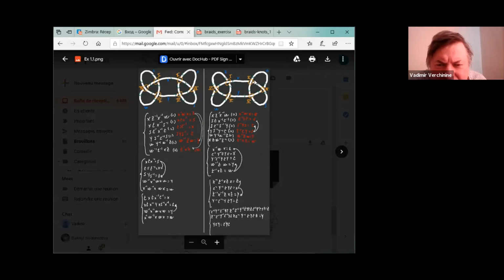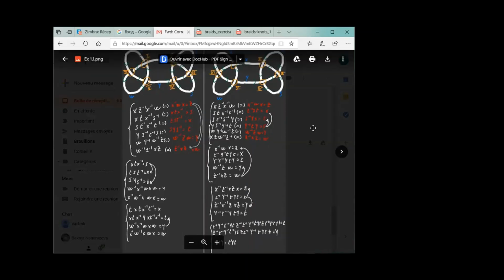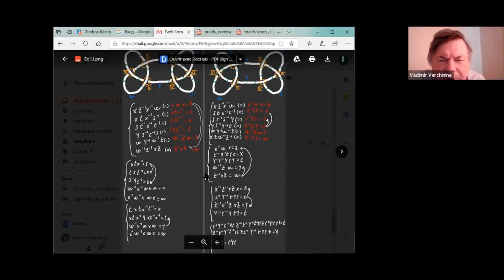Say it, sorry, easier, I see it's too small. Maybe I may make it bigger. So, excuse me. There is a magnifier on the bottom. Yeah.